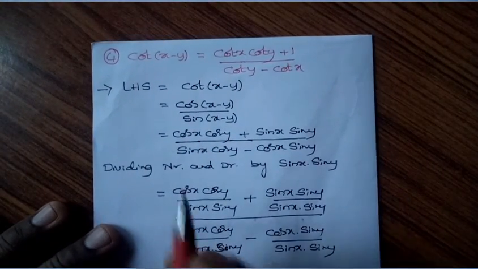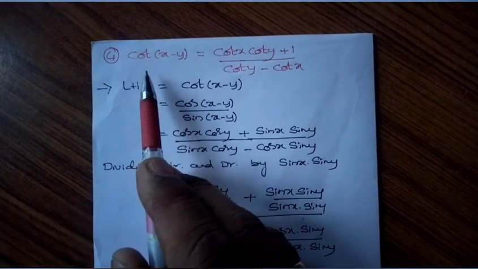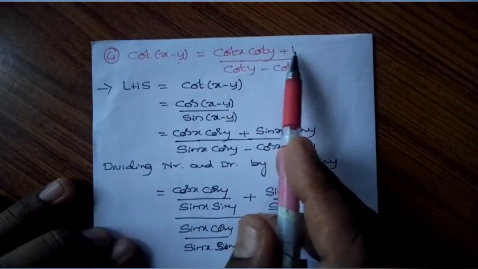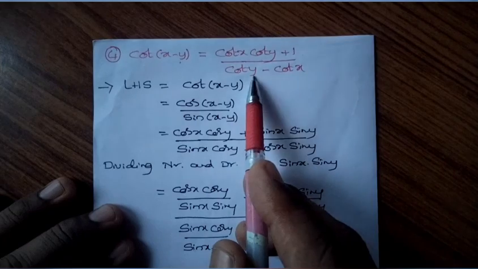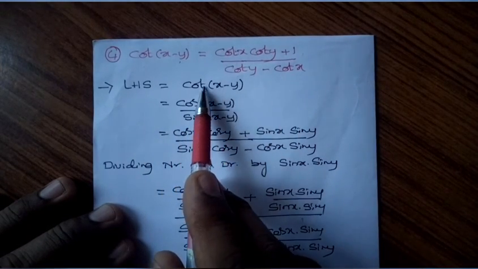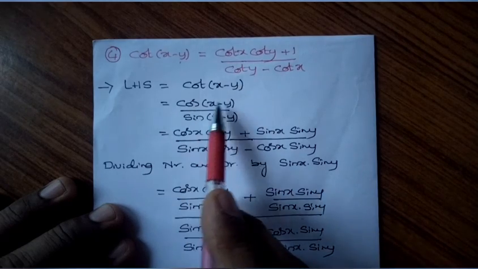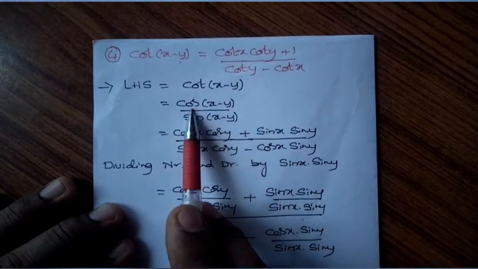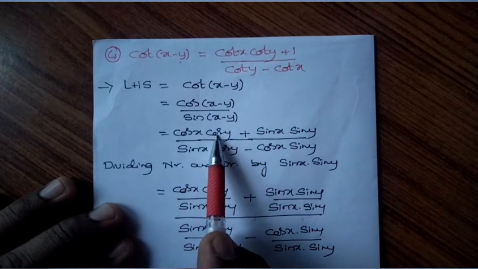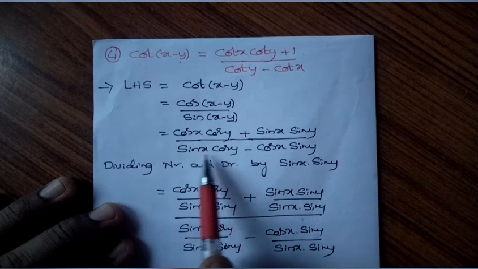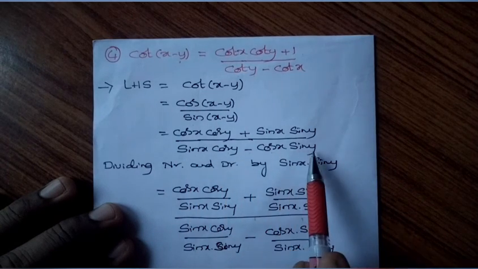Next let us prove cot of x minus y. What we are going to prove is that cot of x minus y equals cot x cot y plus 1 divided by cot y minus cot x. LHS is cot of x minus y. Again, cot of x minus y equals cos of x minus y divided by sin of x minus y. I use the formula cos of x minus y equals cos x cos y plus sin x sin y. Sin of x minus y equals sin x cos y minus cos x sin y.